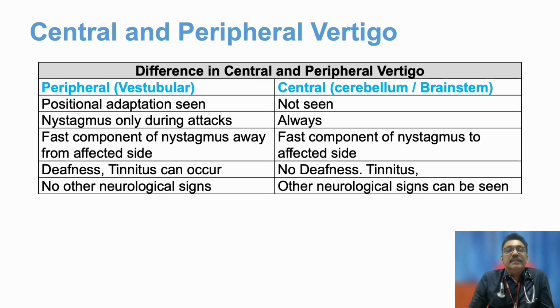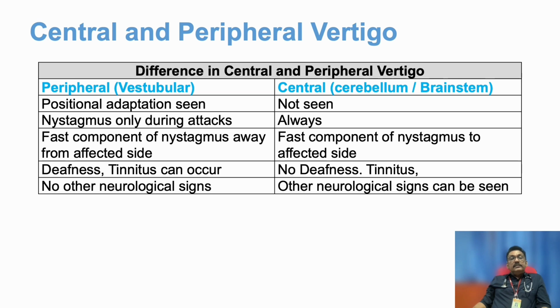So you can differentiate central vertigo and peripheral vertigo. Positional adaptation is seen in peripheral vertigo; depending on the head position or body position, vertigo can increase or decrease. That is not seen in central. Nystagmus occurs only during attacks, only with the position, in peripheral vertigo, but that is not the case in central vertigo. It is always present. The fast component of nystagmus is towards the affected side in central vertigo.